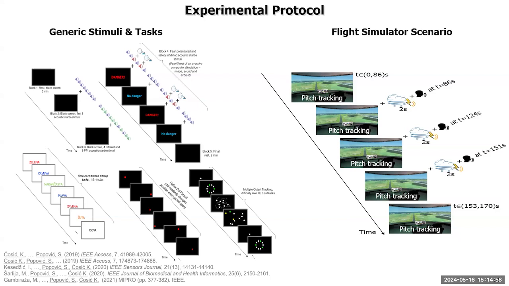Startle effect is elicited by a sudden change in aerodynamic speed due to a wind gust, a sudden loud thunder sound, a pitch trim malfunction, and a separate task for the pilot to call out a specific flight parameter from the flight display. During the whole duration of the task, pilots are asked to maintain the aerodynamic speed. In the future, this experimental protocol will be expanded with some generic stimuli and tasks shown on the left picture.